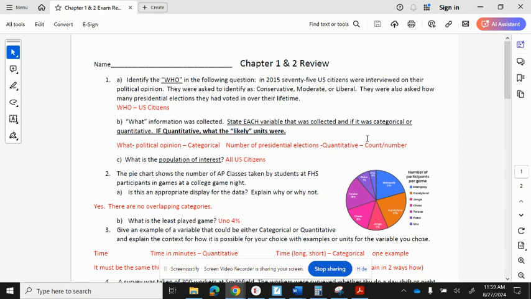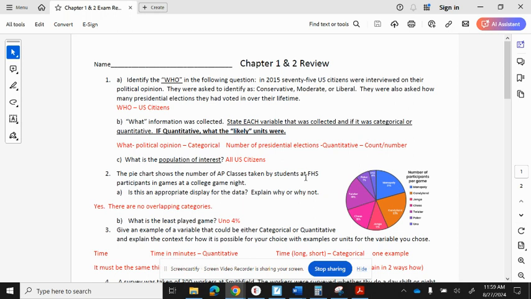Now, Part A, if you get U.S. citizens, technically it's the 75 U.S. citizens. Well, that leads us to Part C. The population of interest would be all U.S. citizens. Part B, what did they collect? Well, political opinion, which is categorical. Number of presidential elections, which is quantitative, some sort of a count or a number.